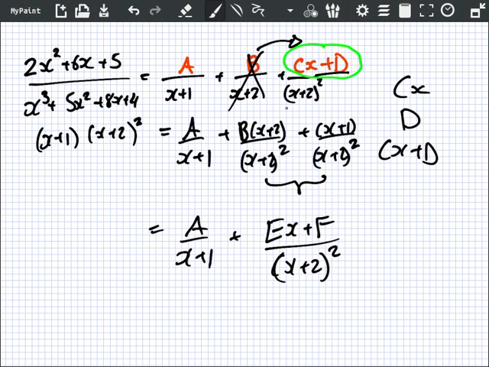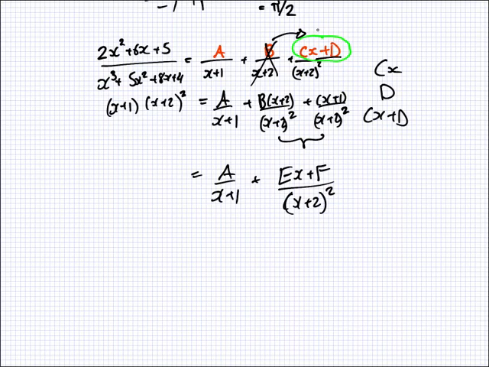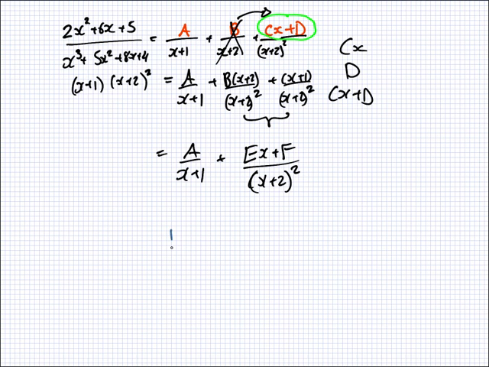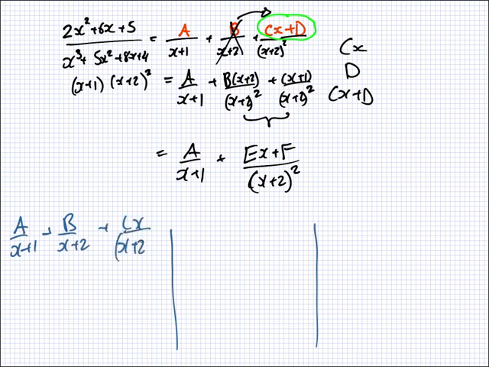So now we have 3 ways we can think about it. Let me separate them out here. The first one is A over x plus 1 plus B over x plus 2 plus CX over x plus 2 squared. The second way is this guy can get included in that, which is A over x plus 1 plus, we'll just say, B plus CX over x plus 2 squared. But that's different B and C, of course.